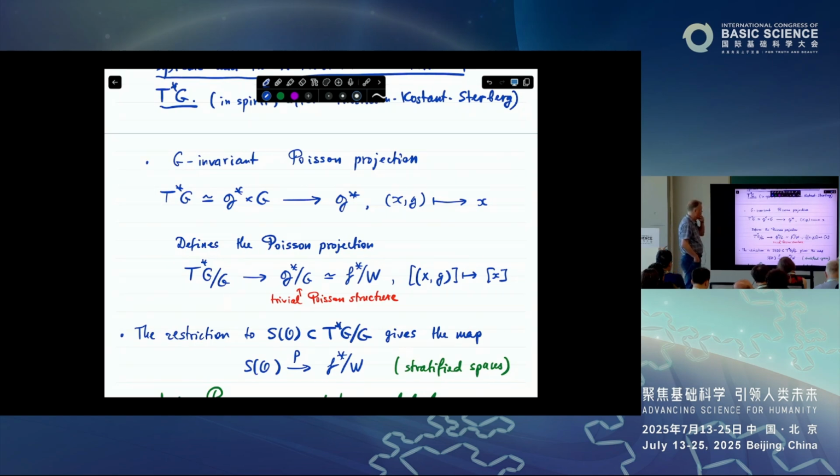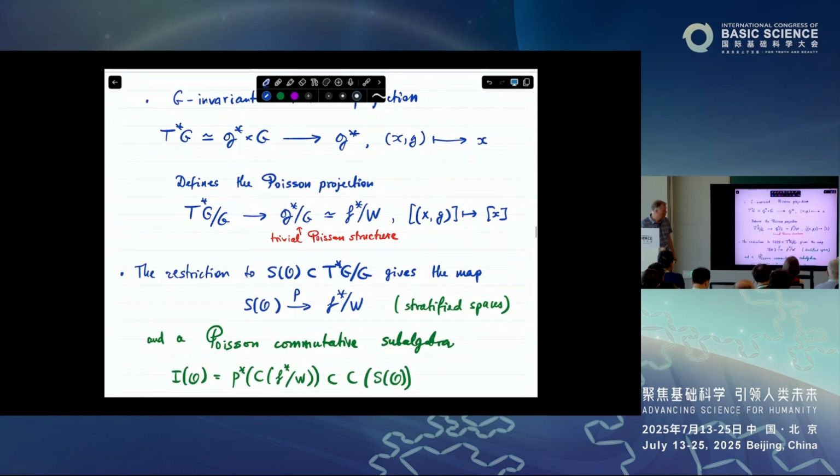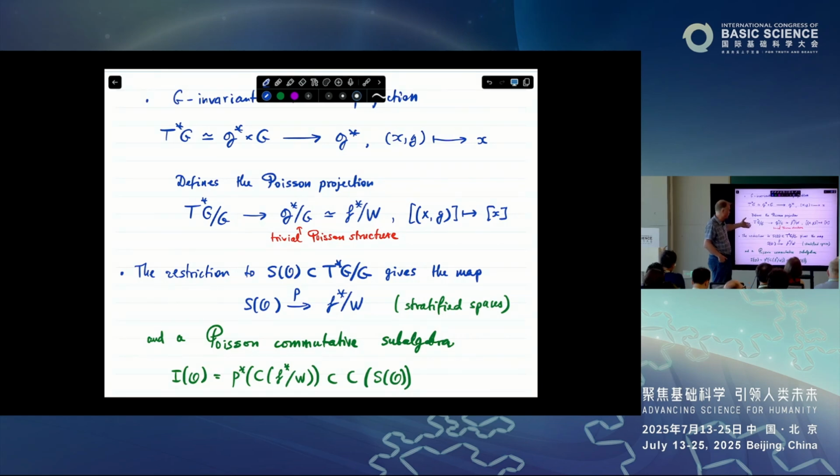So let's look at the cotangent bundle. We have a natural G-invariant Poisson projection, just the projection to the first factor. It defines the Poisson projection from this quotient space, which is a Poisson space. I want to say Poisson manifold, but it's not a manifold. It's a stratified Poisson space. So it projects to G star mod G. Now G star has a non-trivial Poisson structure, but the quotient space is trivial. It's isomorphic to the dual space to the Cartan mod the Weyl group.